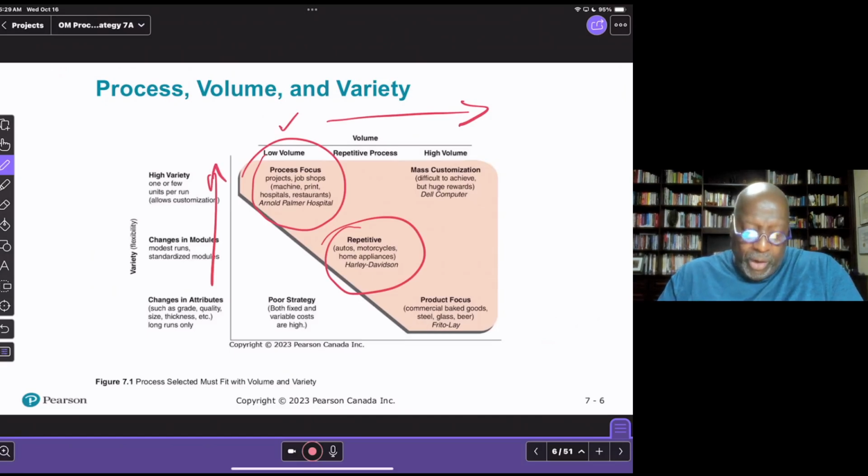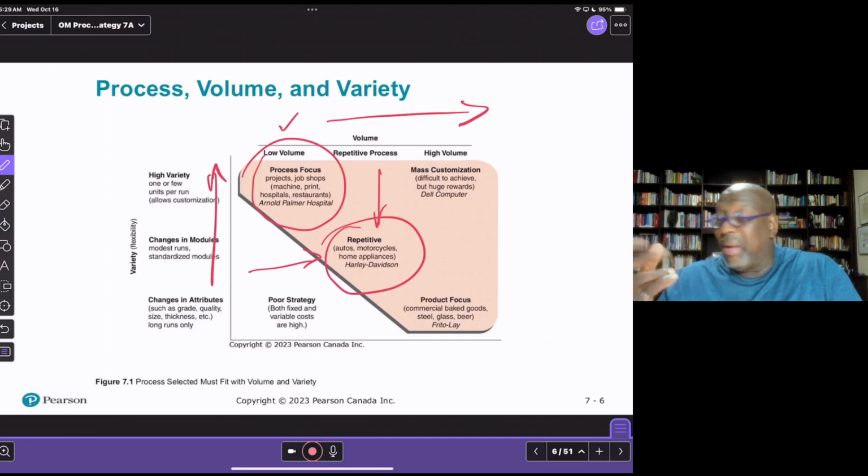So you have low volume, high flexibility for process focus types of facilities. And then you have a moderate variety, moderate volumes for repetitive types of organizations, such as manufacturing appliances, right? Stoves, dishwashers, motorcycles, automobiles, and so on. In a case like that, we say repetitive because there's often a variety of styles. There is a production process that you keep repeating, but it may look very similar for the styles.